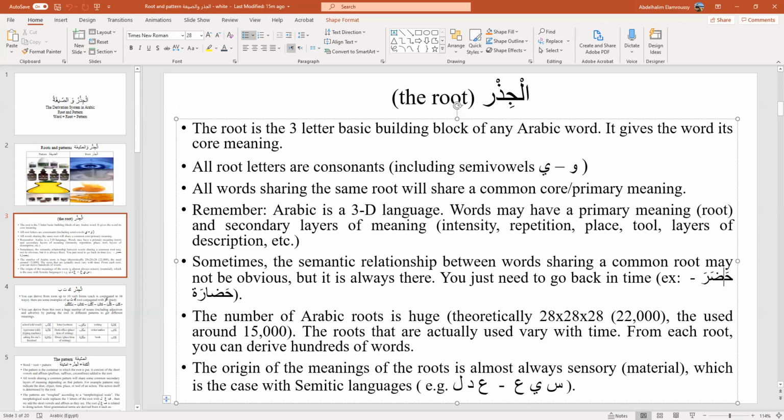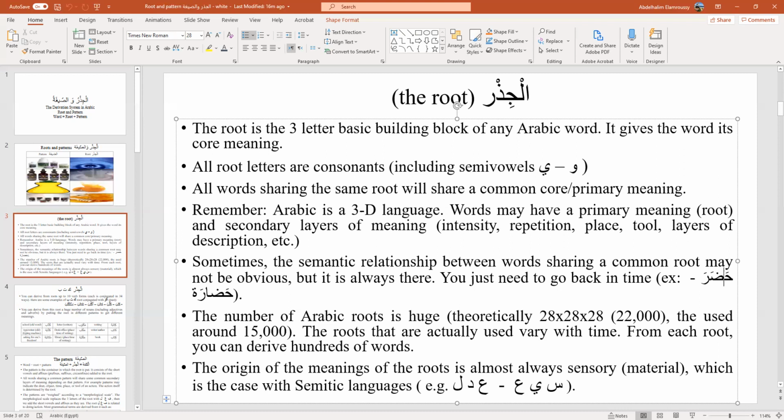So the thing that was put on top of the camel was called adl, and then after that it acquired an extra meaning, for something that's not material. The original thing was material, and then it acquired the meaning of justice. Same for the word sa'a, which means an hour.